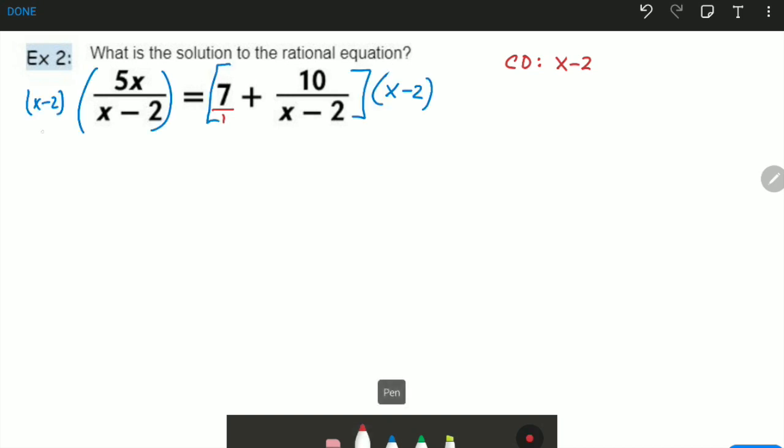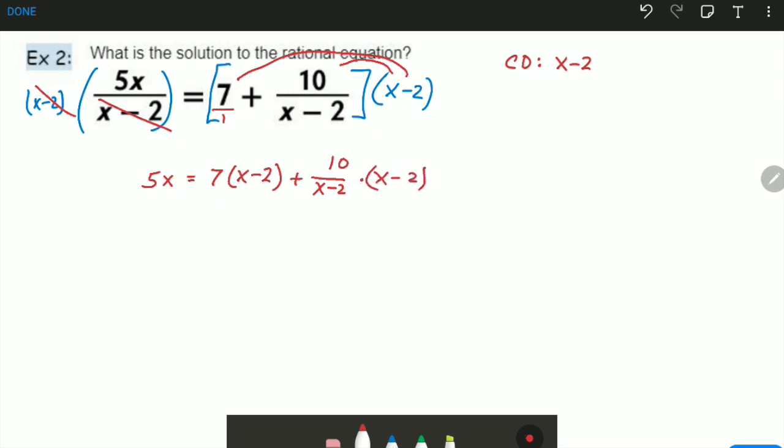On the left side, the x minus 2's are going to cancel out, leaving us with just 5x. The x minus 2 on the right side will have to distribute through to both terms, so it's going to be 7 times x minus 2. And it will be plus 10 over x minus 2, times x minus 2, of which the two x minus 2's will cancel out, leaving us with 5x equal to 7 times x minus 2 plus 10.